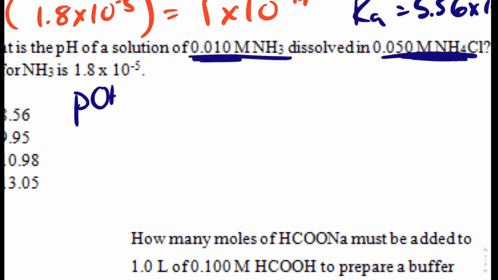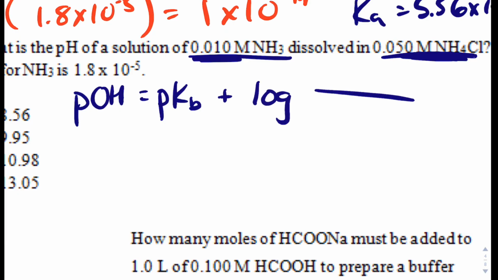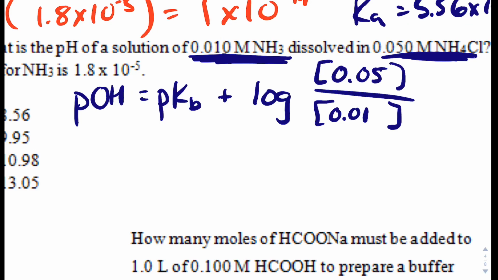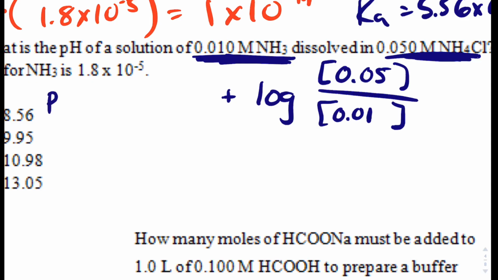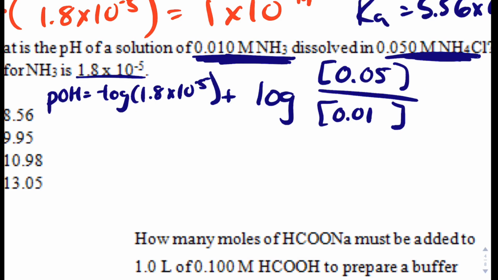I could say pOH equals pKb plus log of base in the denominator because we're using pKb. So that would be 0.01. And then conjugate acid in the numerator. And my pKb is minus log of my Kb. So pOH equals minus log. My Kb is 1.8 times 10 to the minus 5. I plug that into my calculator, and I'm just going to prove it to myself.